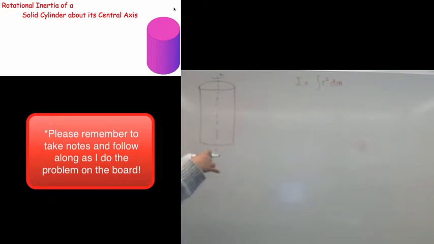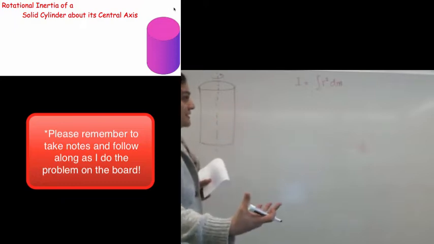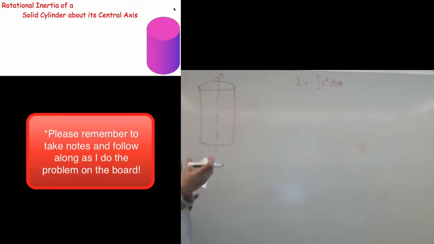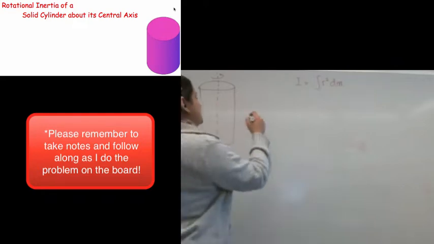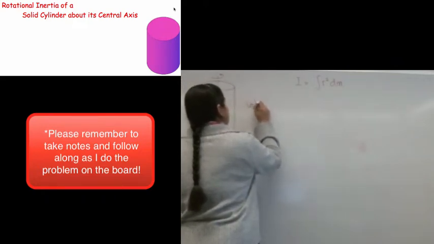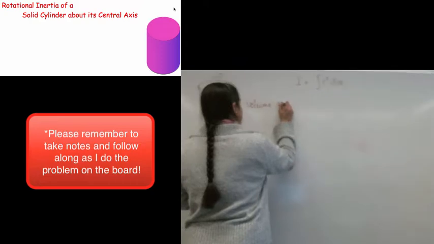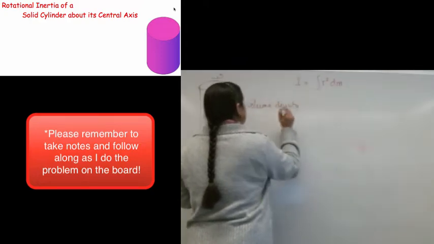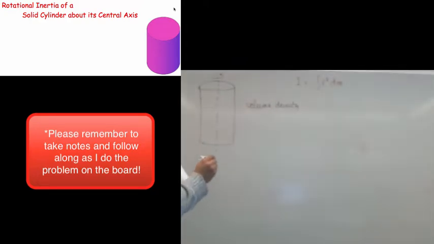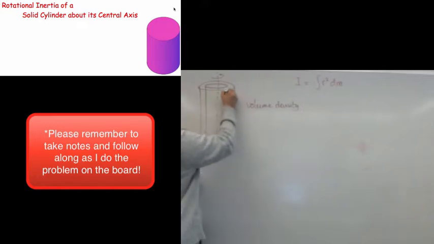Now I can't use linear density and I can't use surface density because it's a solid object. But I can use volume density. So in this case, I'm going to use volume density. But in order to do that, I need to divide this into small volume elements. So I'm going to take these to be small volume elements. And this is going to be my dm, and this is going to be my dr.